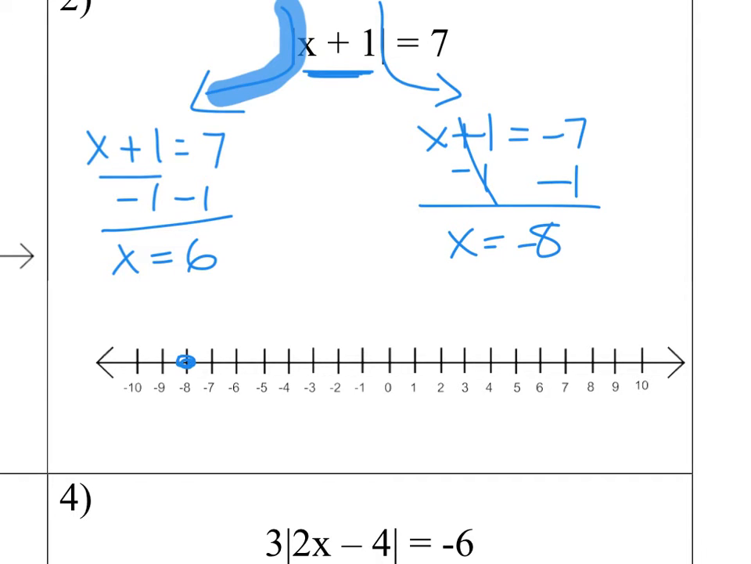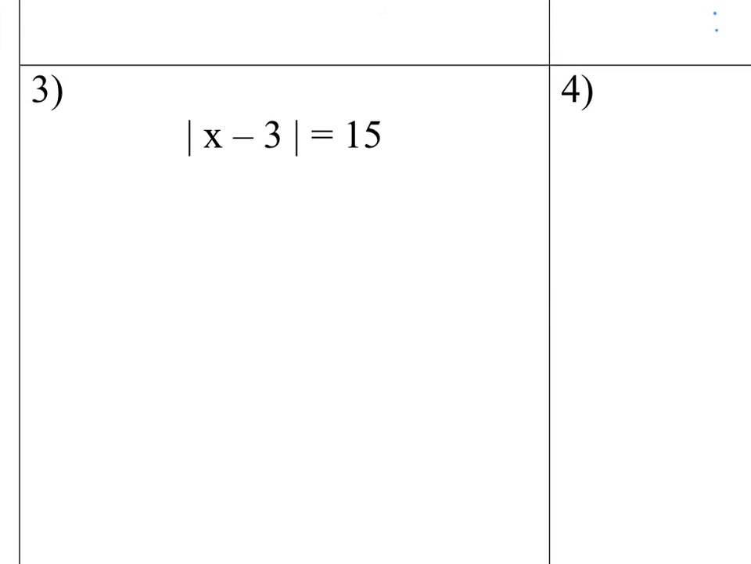For equations, we don't generally use a number line, but just so that you can see, x plus 1 is equal to 7. So if 6 is x, x plus 1 was 7. And if x was negative 8 here, x plus 1 was also 7. So that's what it means. Whatever's on the inside could be at 7, and it could be at negative 7. So that's the basic idea.